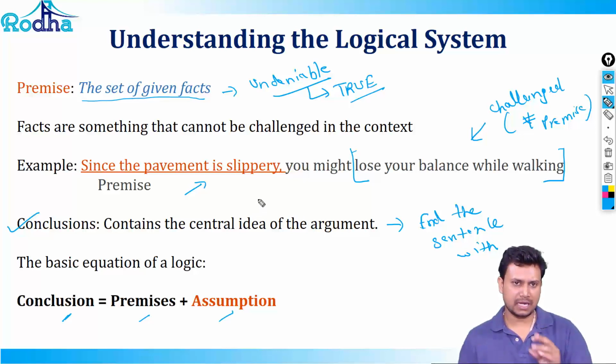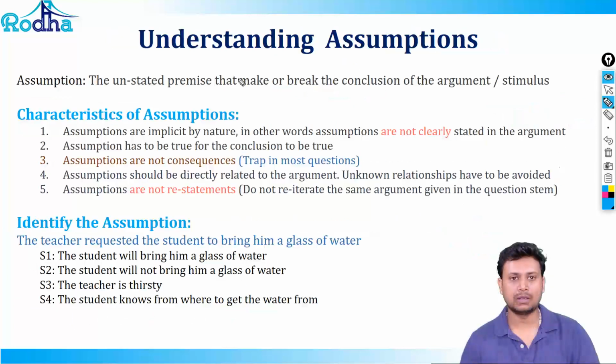Any logical system, whenever you conclude something, you have a certain set of premise which you cannot challenge, and then you assume something on top of that. When you combine the two, it becomes the conclusion. So conclusion is nothing but the combination of premise and assumption. Let's move ahead and understand the topic at hand.